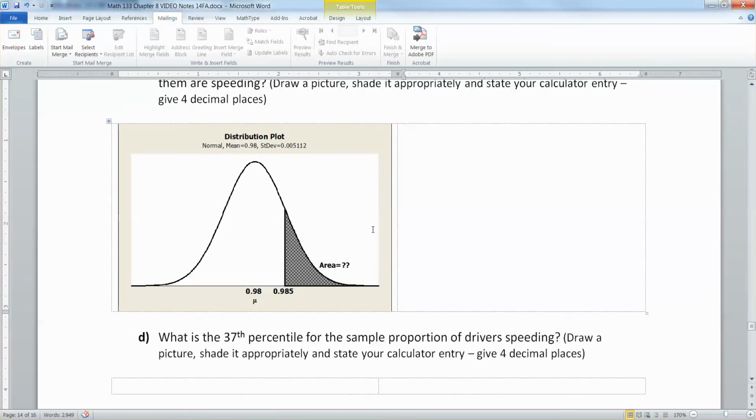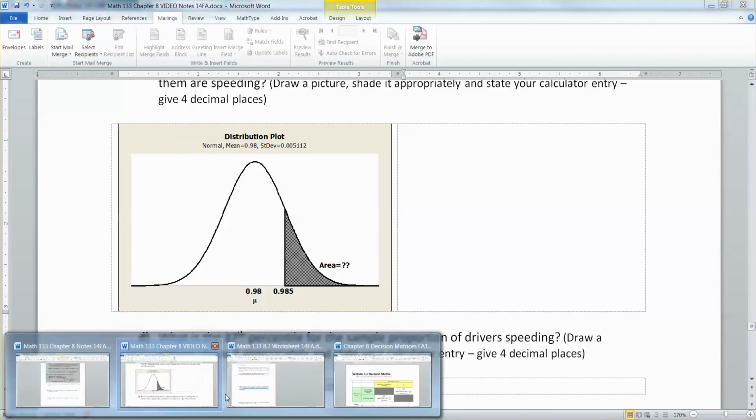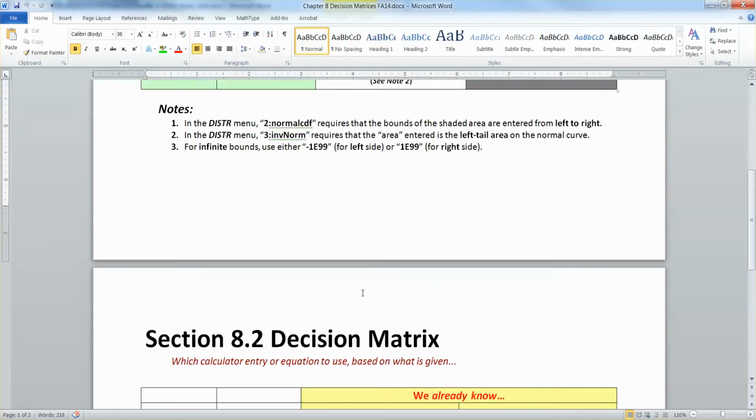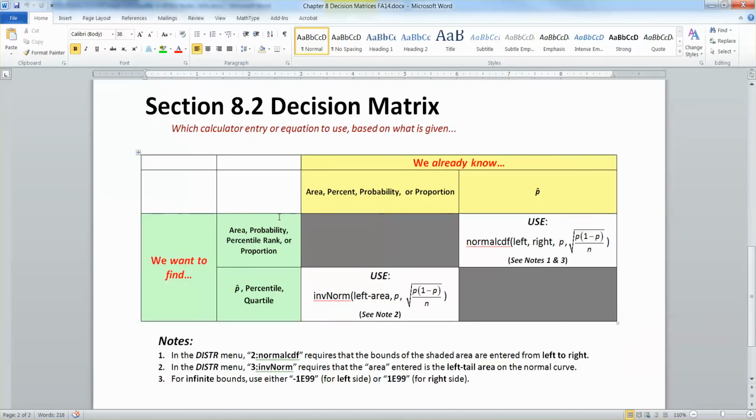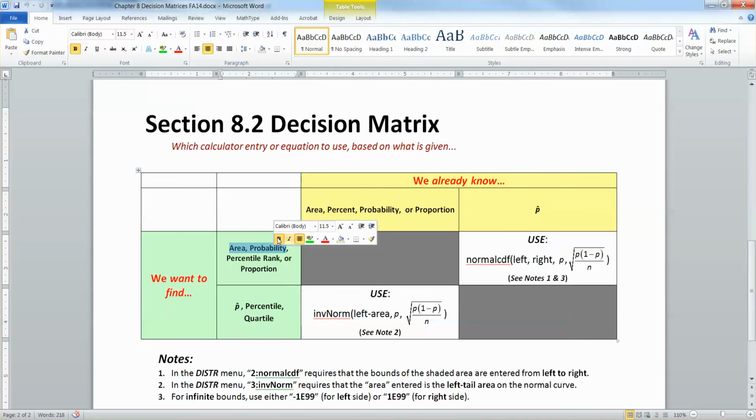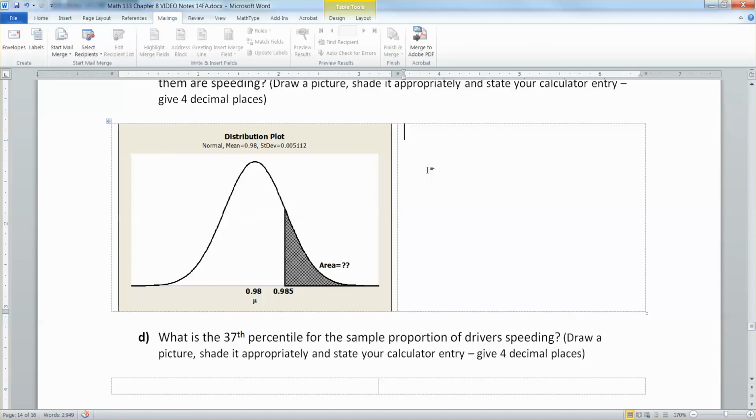Well, to find the area under a normal curve, we're going to use normal CDF. And let me remind you, I'm going to put these in the notes later, so you might as well see them now. So we want to find an area, a probability. It says, what is the probability? So therefore, you're using normal CDF, right? Left to right, P and square root of P times 1 minus P over N, i.e. the values we already found. So we're going to use normal CDF.